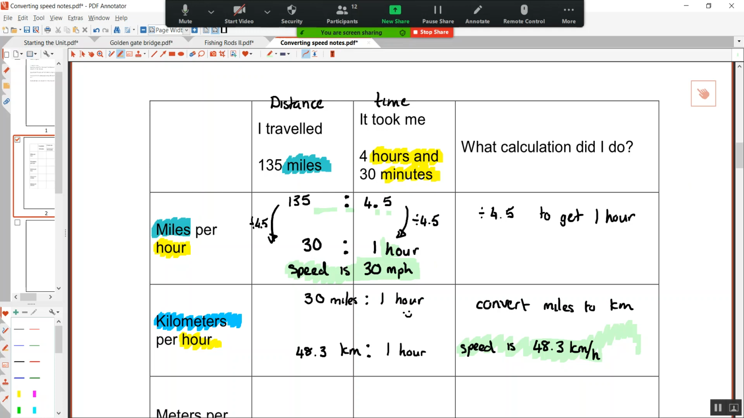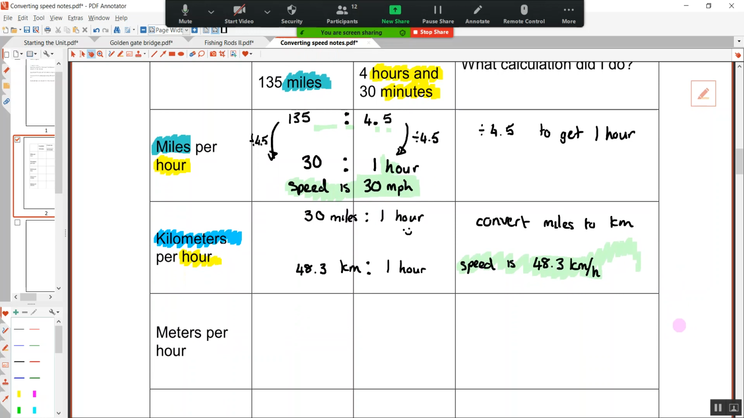Why? I've got a big smile on my face, Jai, because perfect. Well done. It's a good answer. It's nice to hear when people are definitely understanding. So really good. Well done. Yes, they're the same speed, guys, just written in different units.